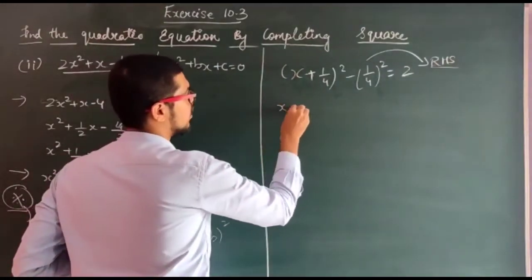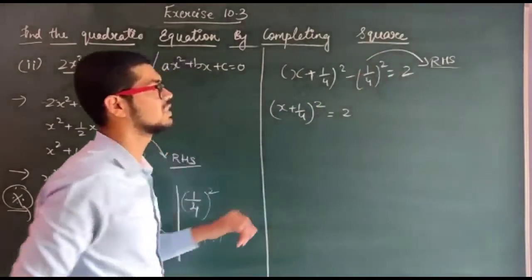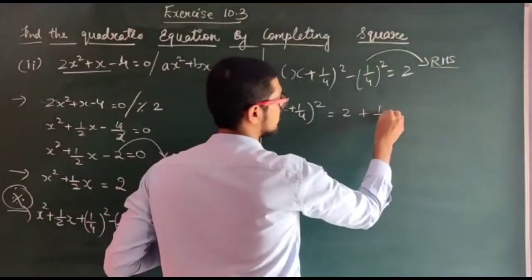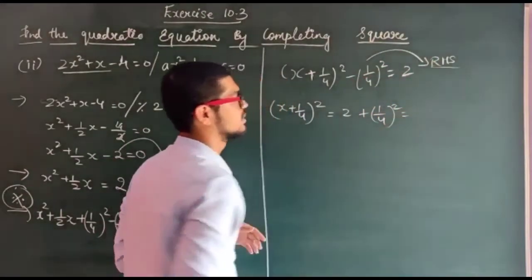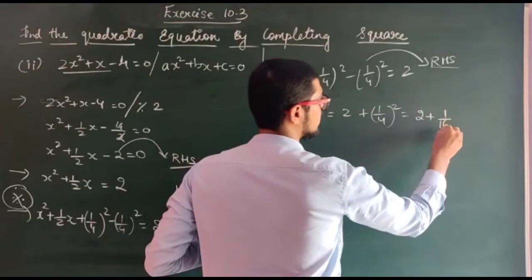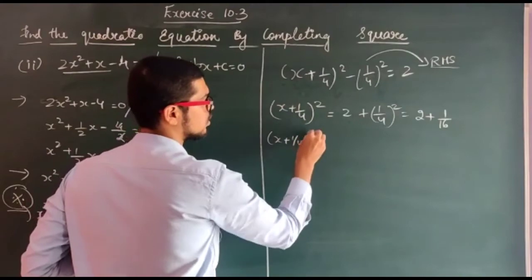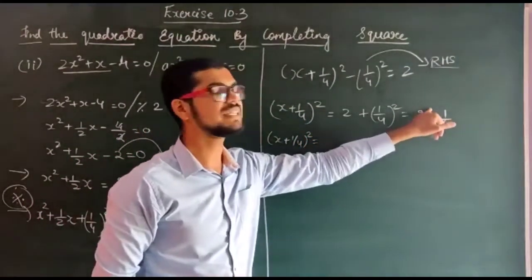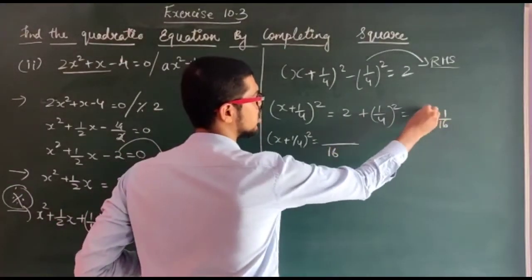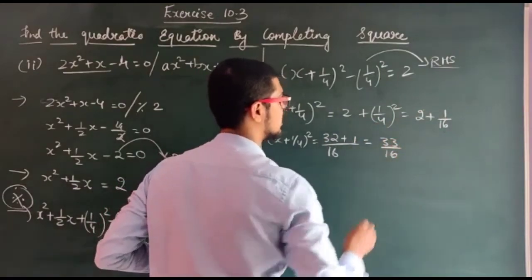So what I will do? x plus 1 by 4 whole square is equal to 2. If I shift this minus 1 by 4 whole square towards the right hand side, I will be getting plus 1 by 4 whole square. Now if I simplify, this is 2 plus 1 square is 1 plus 4 square is 16. My next step is x plus 1 by 4 whole square is equal to, if I take the LCM, what will I get? I will get 16. So this will be 16 2s are 32 plus 1 is equal to 33 by 16.